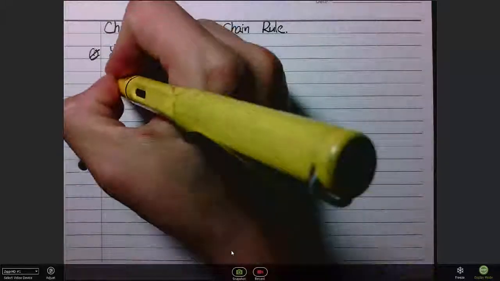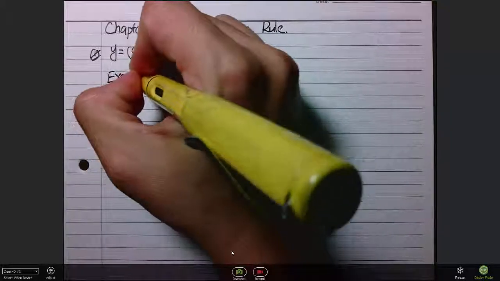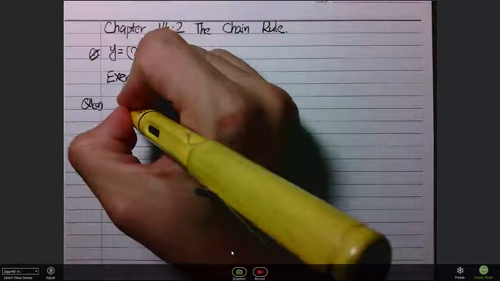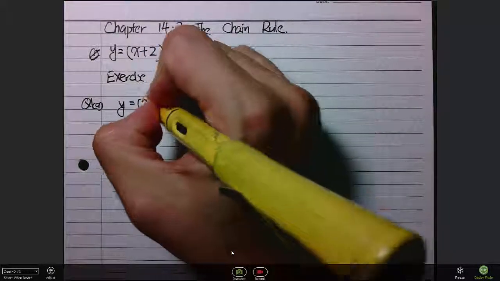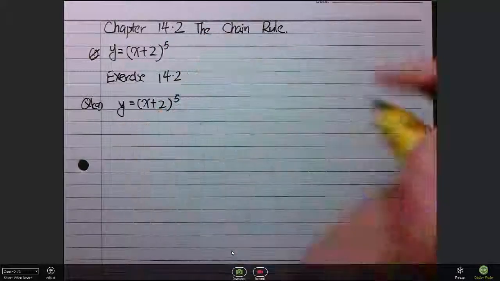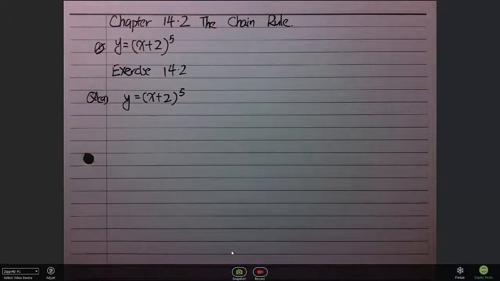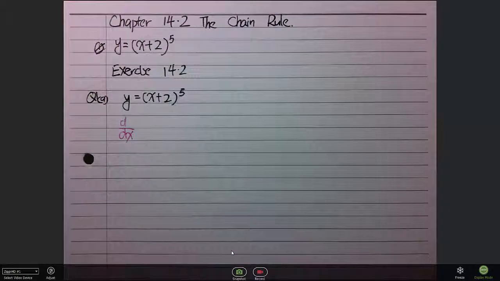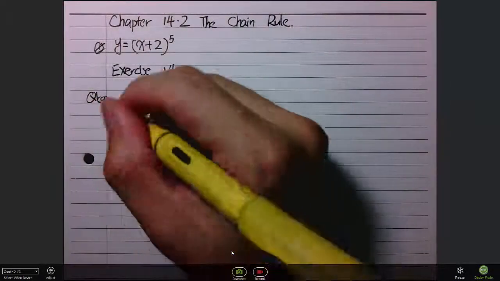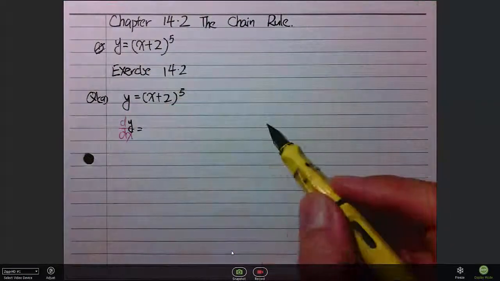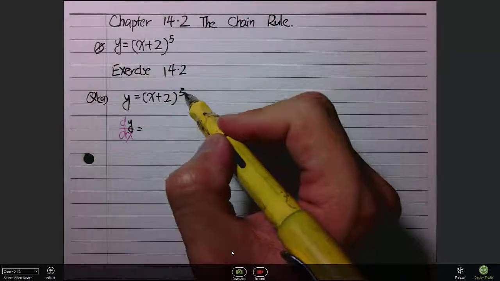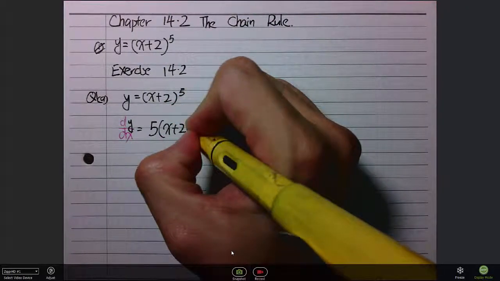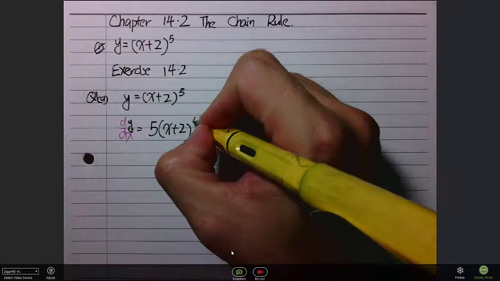So without much further ado, I'll just dive right into exercise 14.2, question 1a, which is given there: to differentiate y equals (x + 2) to the power of 5. Now first and foremost, we are differentiating y with respect to x, and then down here for the chain rule, same thing as before, we bring down the power, 5(x + 2), then 5 minus 1 is 4.